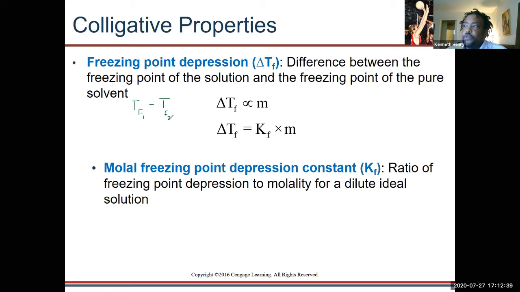Okay, and there's a constant for each solution that you're working with. There'll be a constant for water, and a constant for, let's say, alcohol or something like that. So whatever solvent we're working with, there will be a constant for that. And so our delta T_f, that change in our freezing point, is going to be a function of that constant times the molality. This is molality.